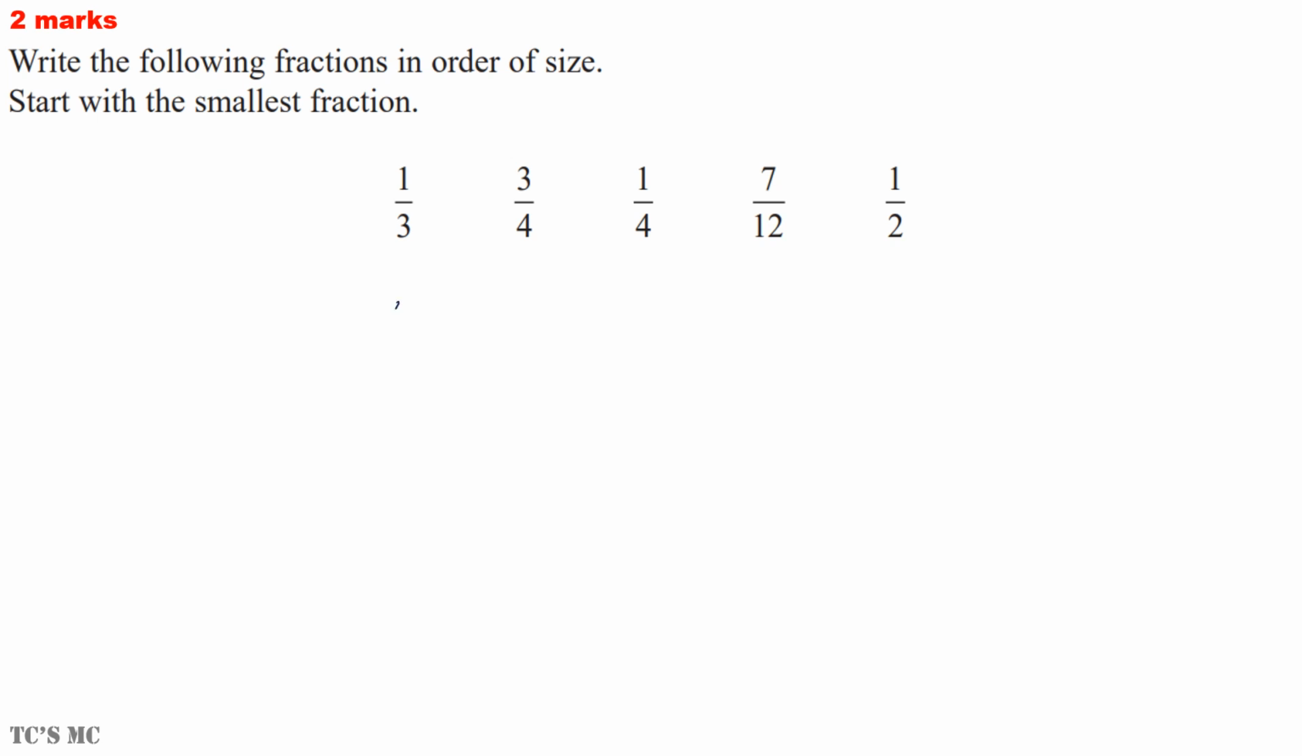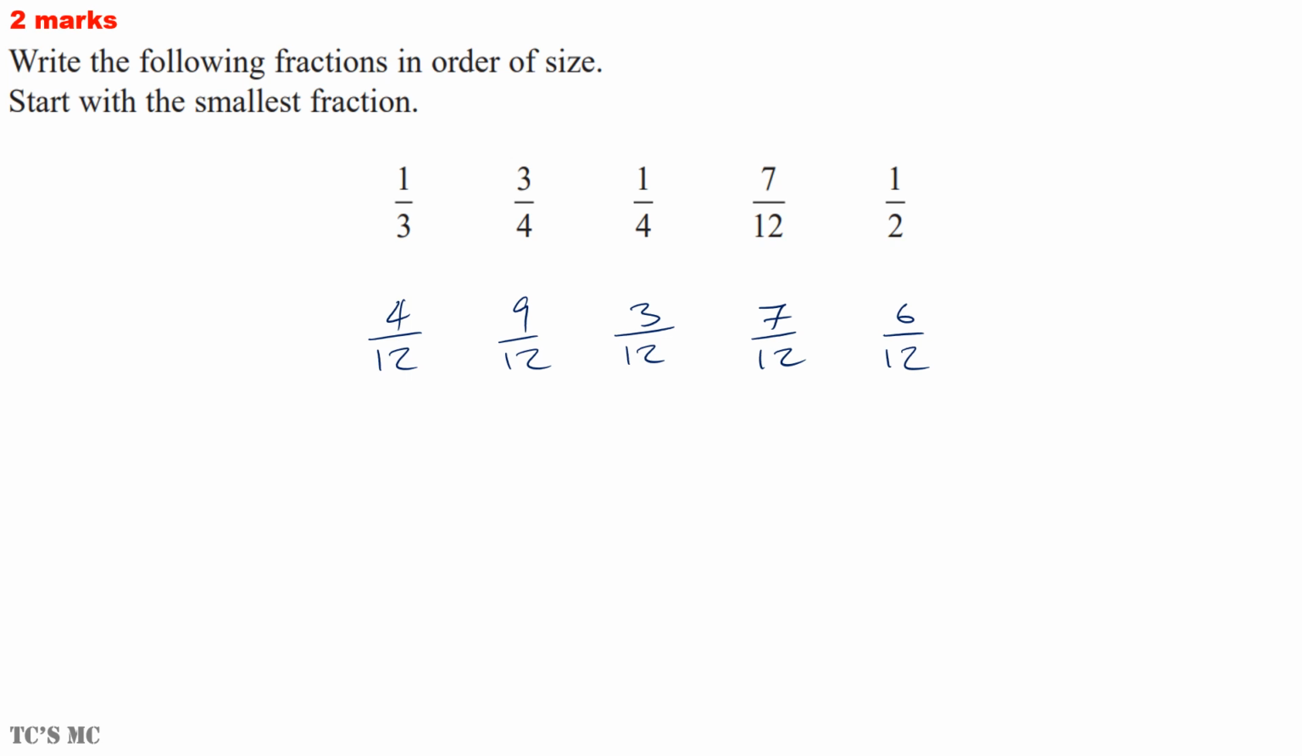So I have here 4 over 12, then I've got 9 over 12, 3 over 12, this stays the same, 7 over 12, and 6 over 12. So I have 1 mark because I've converted all of them and I've converted them correctly. Then I'm going to order using the numerators.